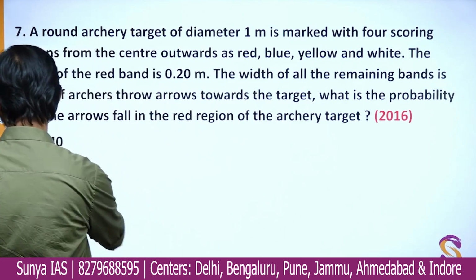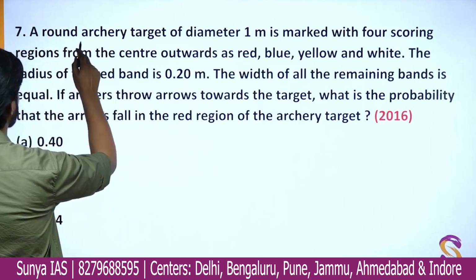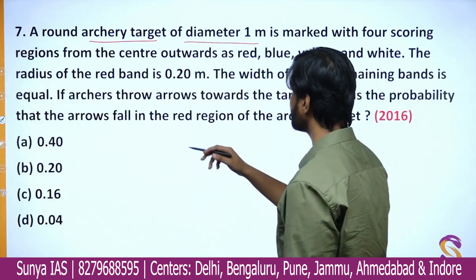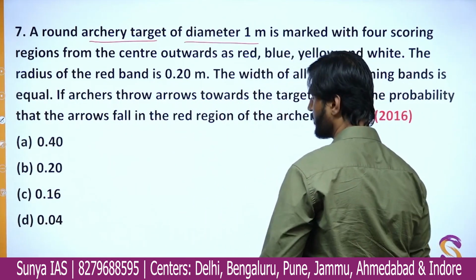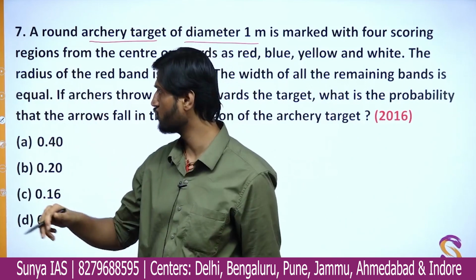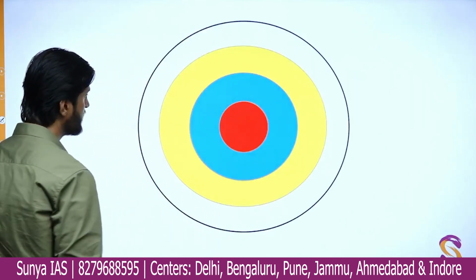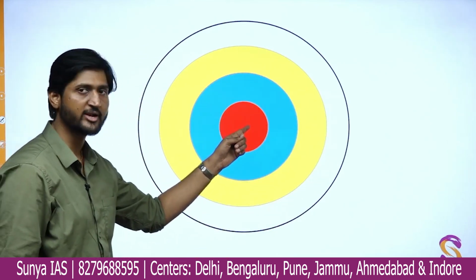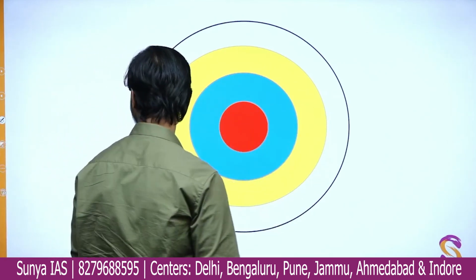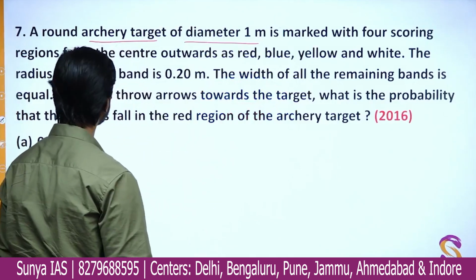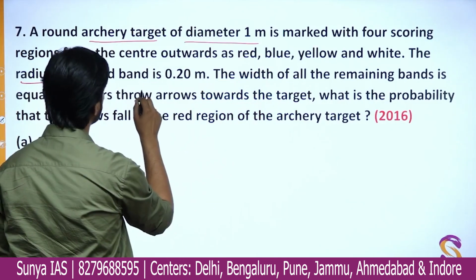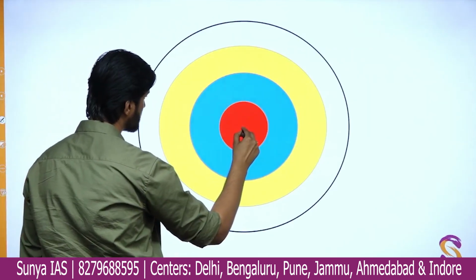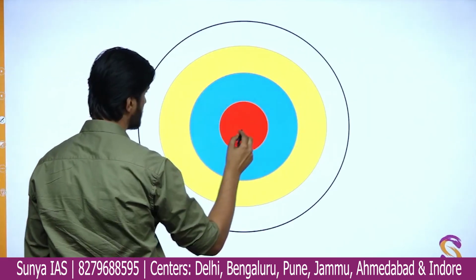Now we have the question number 7, which says that a round archery target of diameter 1 meter is marked with 4 scoring regions from center outwards as red, blue, yellow and white. Okay, so he is saying that you have an archery round, so you might be aware of this particular thing. Whenever there is a shooting target or archery target, there is a target in this form. So we have the red in center, blue, yellow and white. That is what the question is saying. I've just drawn the diagram for you. Then it says the radius of the red band is 0.2 meter. So this part you are seeing, its radius is 0.2 meter.